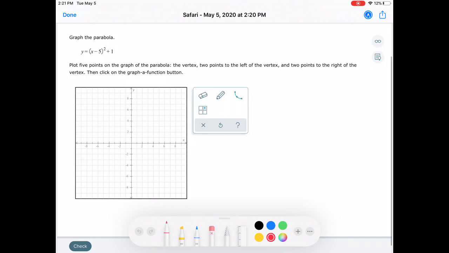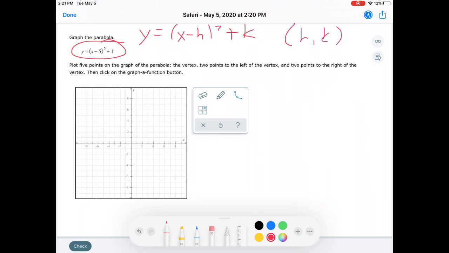Taking a look at the problems that you're going to see on Alex, the first thing I notice is that this is in that vertex form. So it's going to be super easy to identify the vertex because we're looking at x minus h squared plus k, and this is exactly in that form where h, k is the vertex. So what is being subtracted from x is the x coordinate. In this case, it's 5. And the k, the constant by itself, is the y coordinate. So 5 is the x coordinate, and 1 is the y coordinate. So 5, 1 is the vertex.